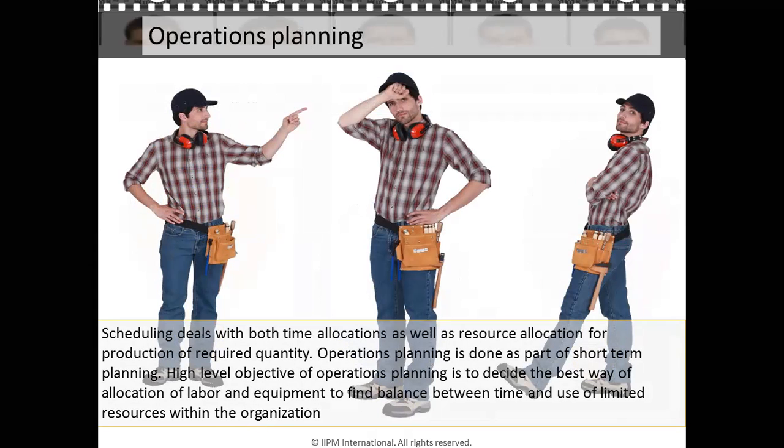Operations planning. Scheduling deals with both time allocations as well as resource allocation for production of the required quantity. Operations planning is done as part of the short-term planning. The high-level objective of operations planning is to decide the best way of allocation of labor and equipment to find balance between time and the use of limited resources within the organization.